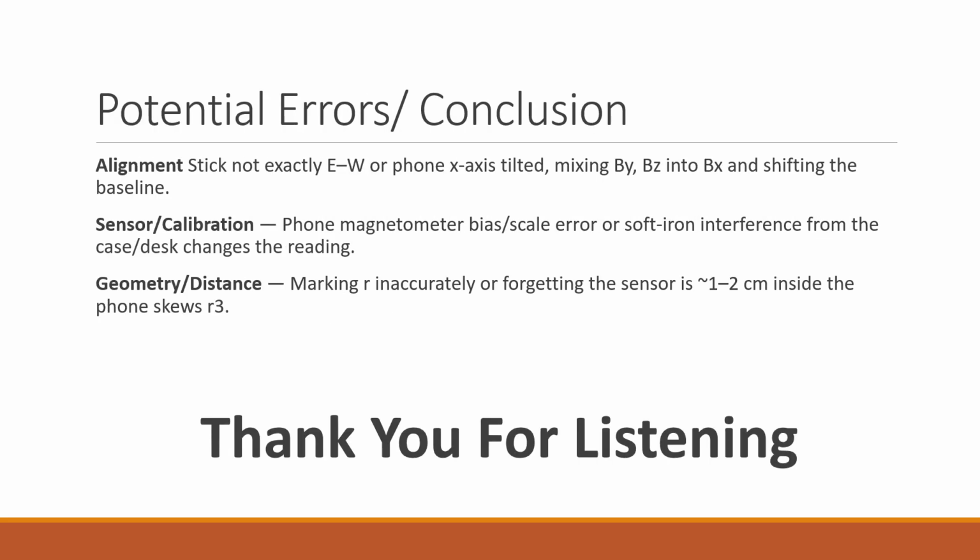And potential errors, and conclusion finally. Alignment: the stick not exactly east-west, or the phone's X axis tilted. Sensor calibration: a phone magnetometer could be biased or have scale errors. And geometry and distance: marking R inaccurately.